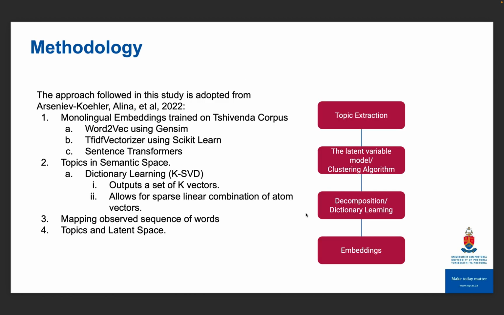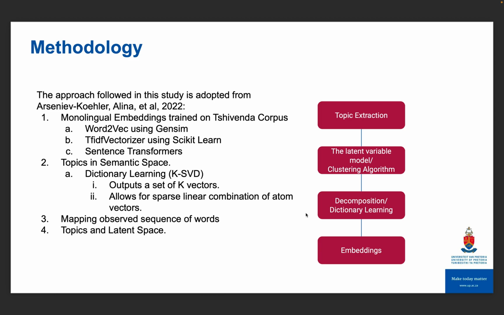The methodology, or approach, that was used in this study was adopted from the referenced literature with some tweaks here and there. We train monolingual embeddings on the TshiVenda corpus using various techniques, word2vec on Gensim, and other approaches were explored as well. We then try to model these topics, or these word embeddings, on a semantic space using a dictionary learning algorithm called KSVD, which outputs a set of K vectors.